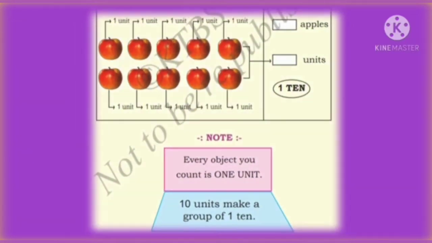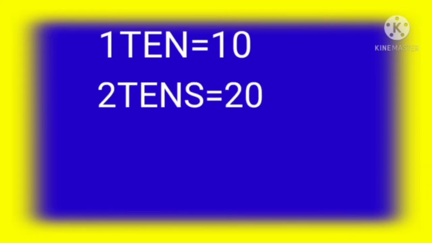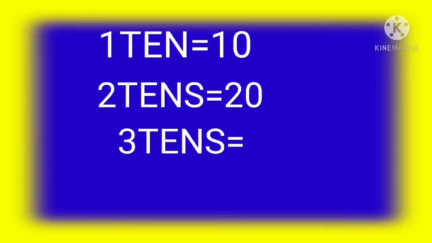Now let us see how many apples are there. Let us count it. 1, 2, 3, 4, 5, 6, 7, 8, 9, 10. When it comes to 10, it becomes 1 ten. 1 ten is equal to 10. In the same way, 2 tens is equal to 20. 3 tens is equal to 30.